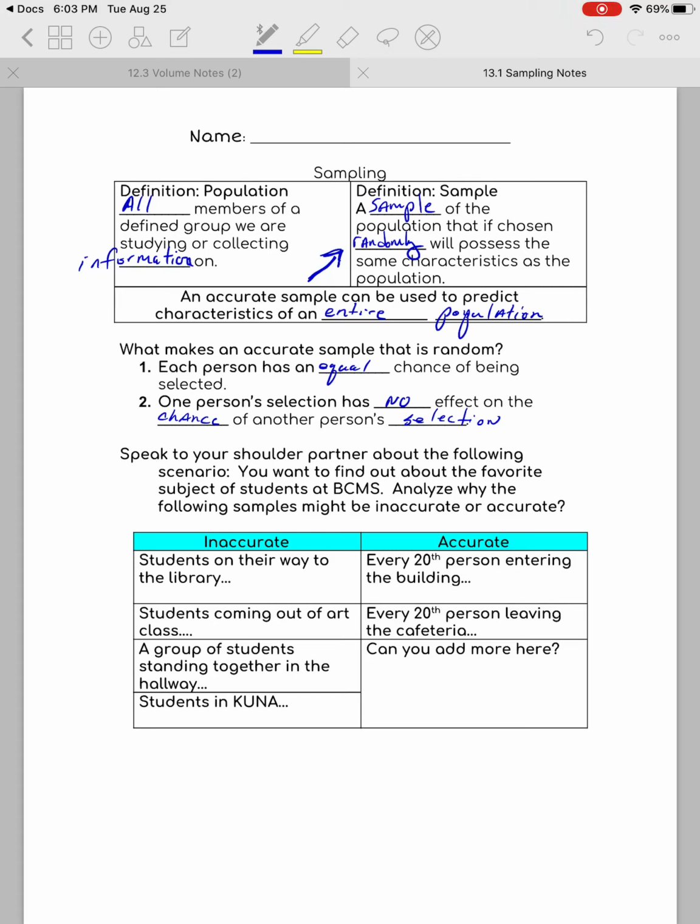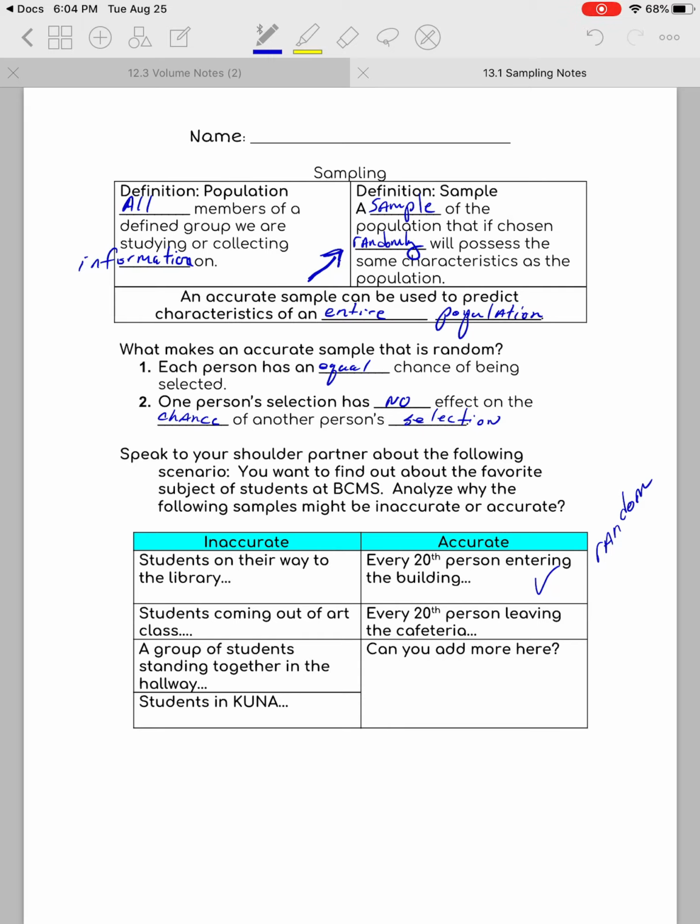What about every 20th person entering the building? Why do you think that would be under the accurate title? This could be under the accurate title because, number one, it is random. Remember, random. You're selecting every 20th person, no matter what. They're coming into the building. They're not coming from a specific class or going there or anything. So this could be an accurate measurement.